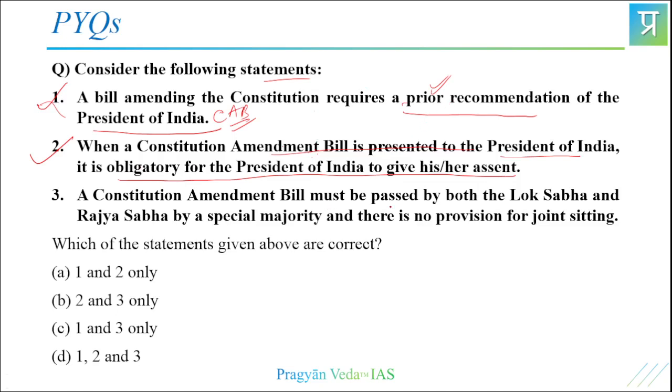A constitution amendment bill must be passed by both the Lok Sabha and Rajya Sabha, right? When it comes to passing the amendment bill, it happens with a special majority, and it can be passed in either Lok Sabha or Rajya Sabha, and there is no provision for a joint sitting. So this statement is correct. Yes, there is no provision because they have to be passed separately. So this is also correct. So the answer would be 2 and 3, not this, because 1 is not correct. So the B option is correct.